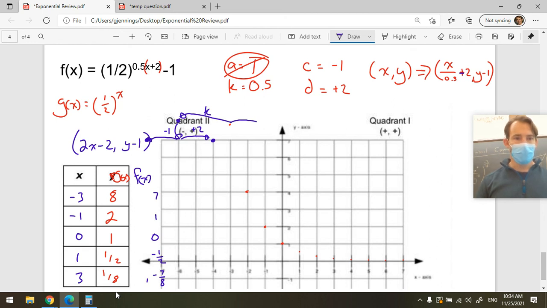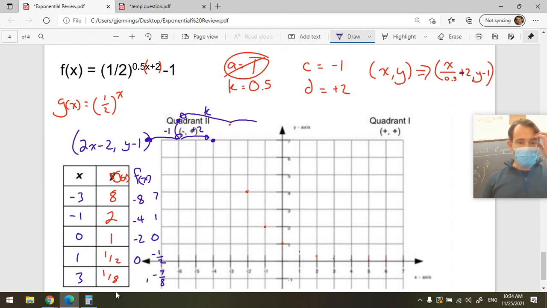It's x minus 2. So negative 6 minus 2 is negative 8. Negative 1. So 2 times negative 1 is negative 2. Negative 2 minus 2, negative 4. 0 times 2 is 0. 0 minus 2, negative 2. 1 times 2 is 2. 2 minus 2 is 0. This is our y-intercept here.